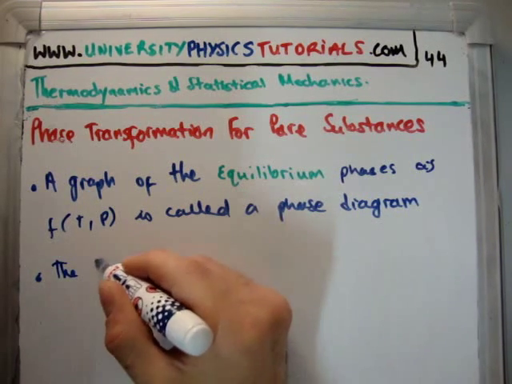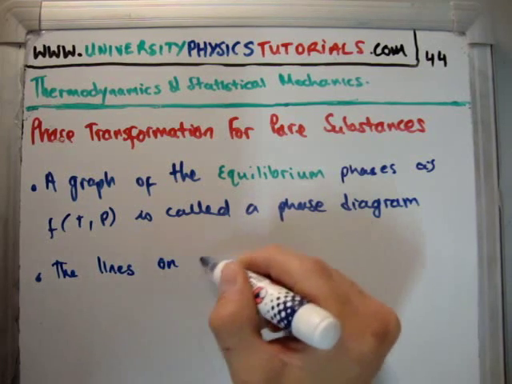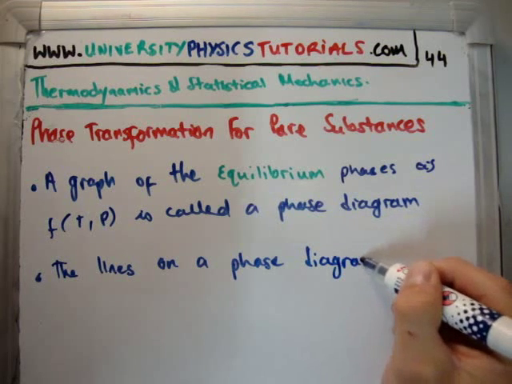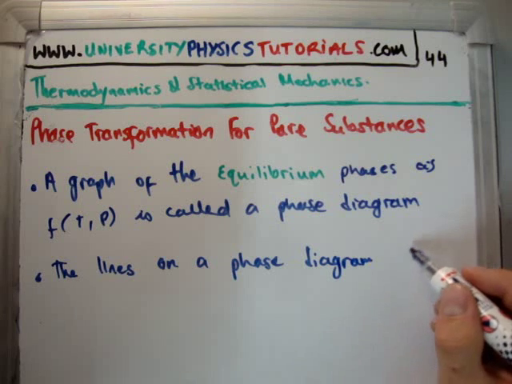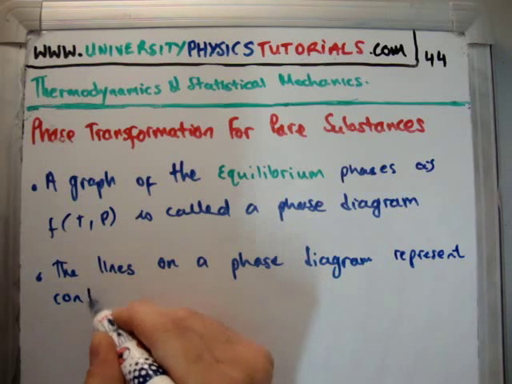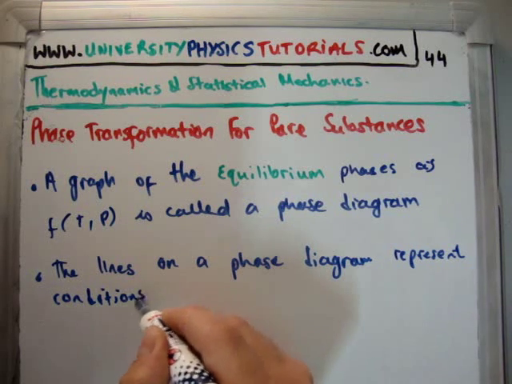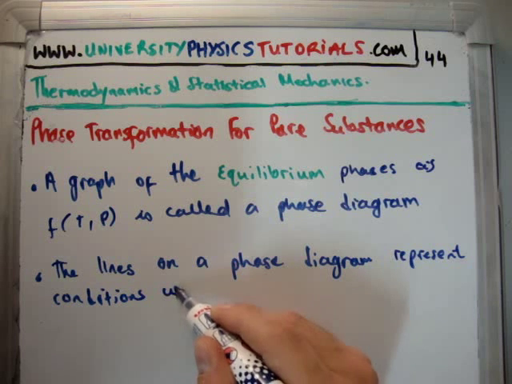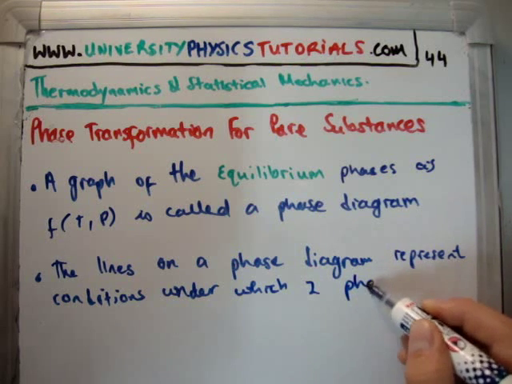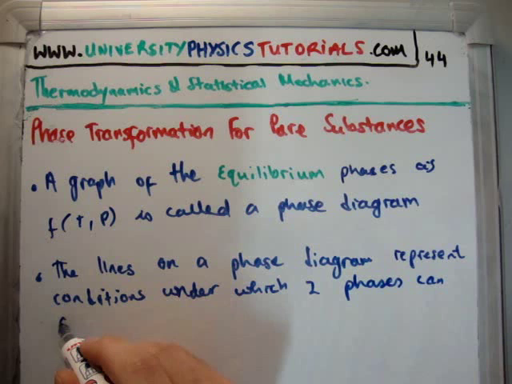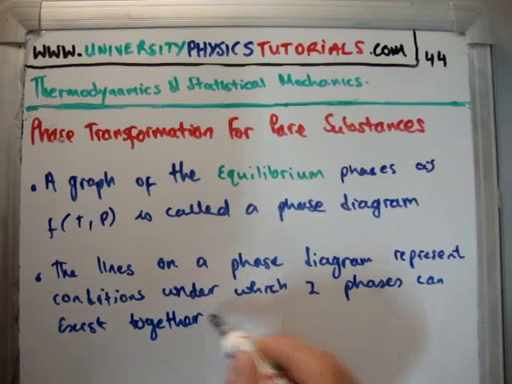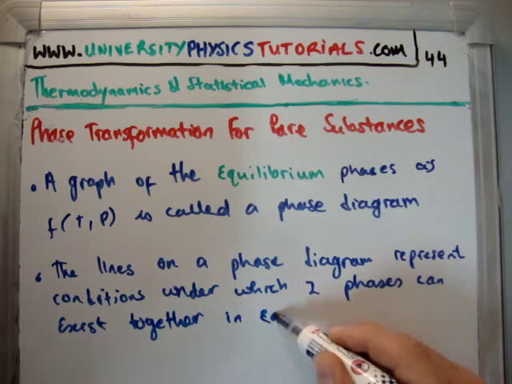Next, the lines on a phase diagram represent the conditions under which two phases can exist together in equilibrium. Now, this is an important phrase.